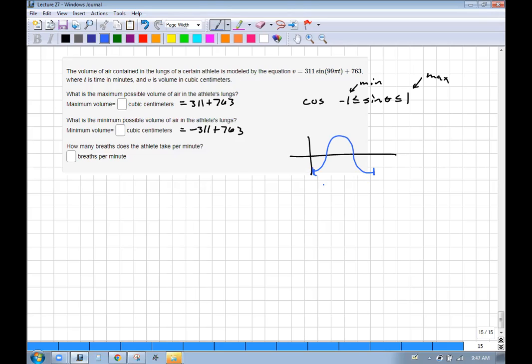So we have to figure out the period, like what is the time that it takes to have one breath, right? Well, the period, or the time it takes to make one breath, was what? 2 pi over omega. And hold on. Time is in minutes. Okay. So this is going to be 2 pi over 99 pi. This is 2 over 99. And this is in minutes.